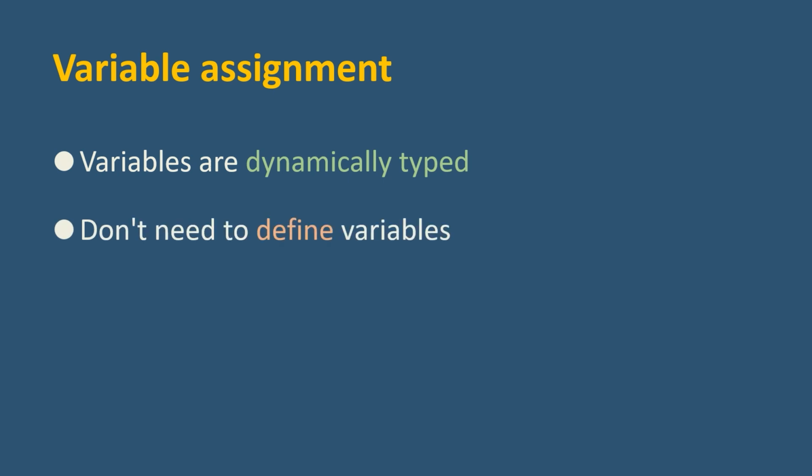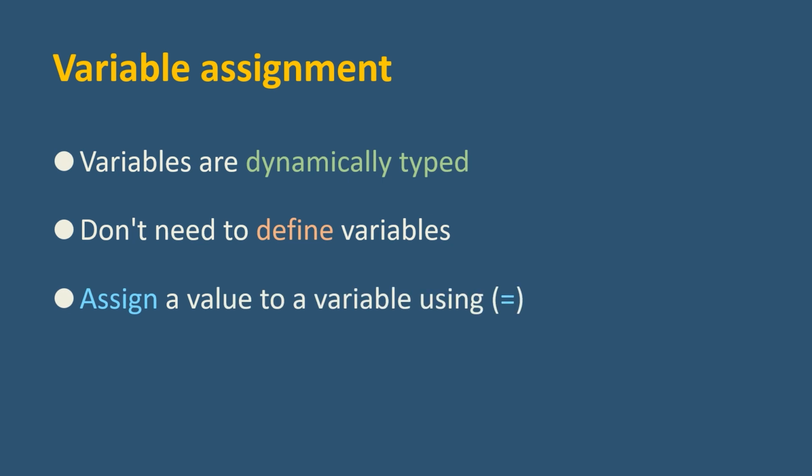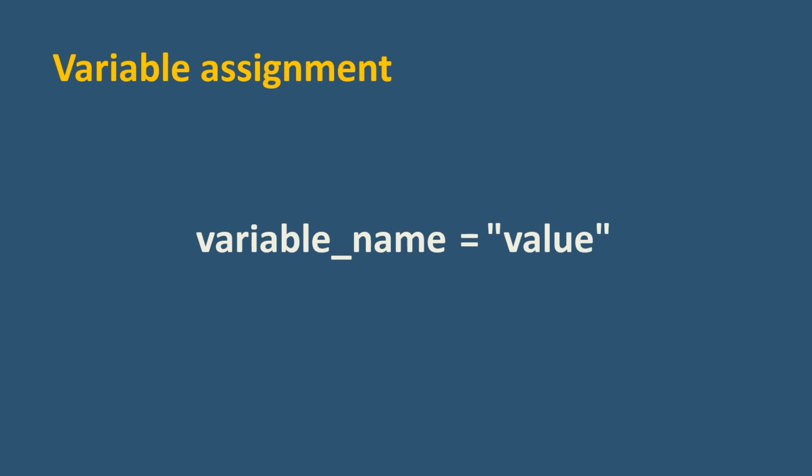In Python, variables are dynamically typed, so you don't need to define variables or specify their data types before using them. When you assign a value to a variable using the equals sign, the variable is created automatically. The basic way to assign a value to a variable is variable_name equals value. Variable_name is the name of the variable, and the string value is assigned to it. Let's jump into the IDE and see how this variable assignment actually works.